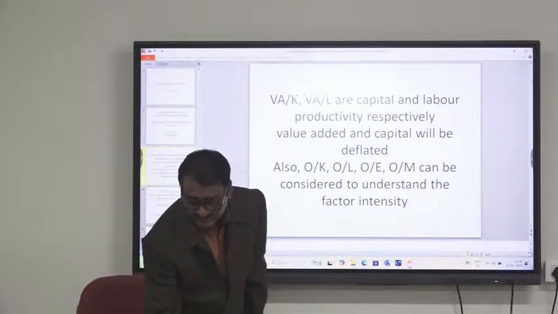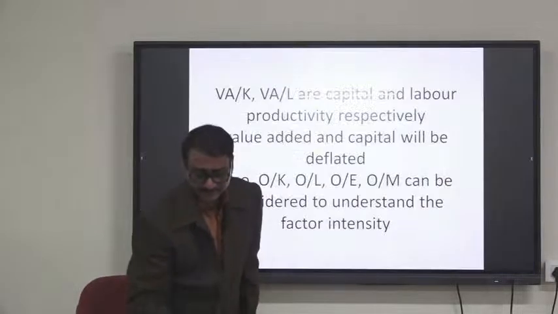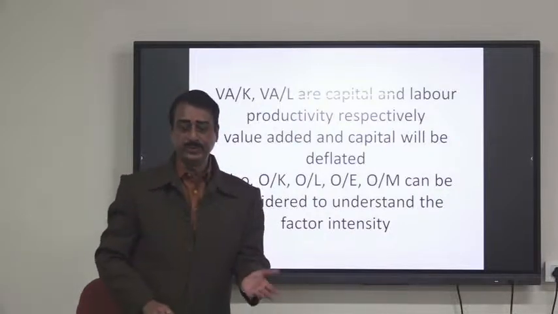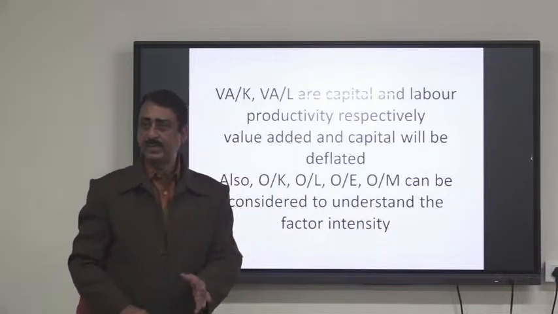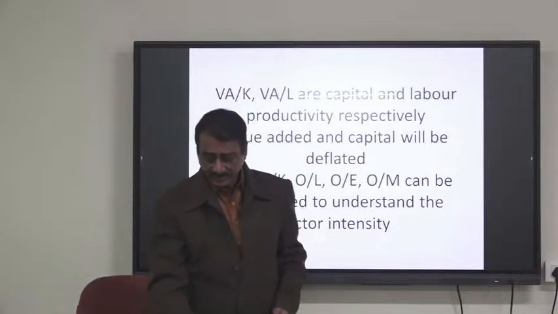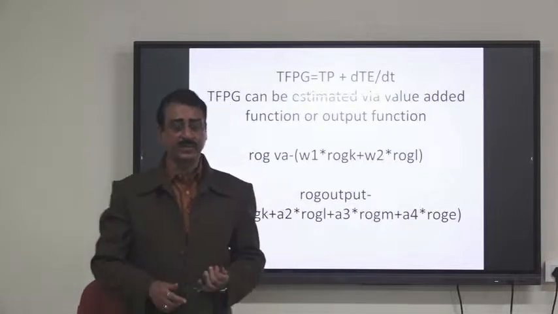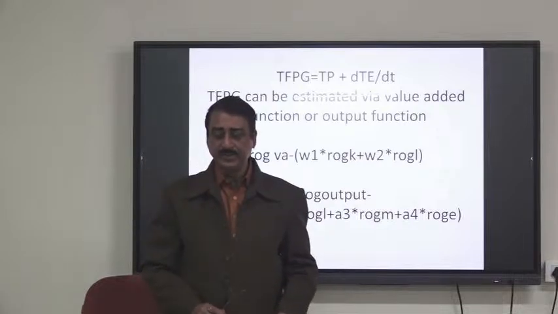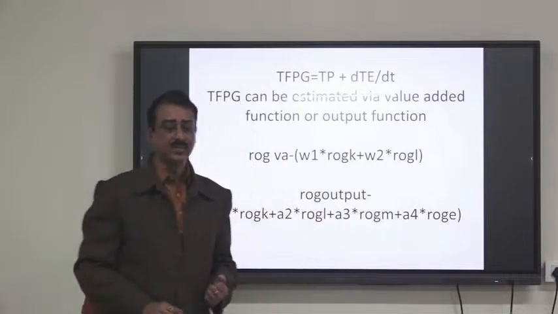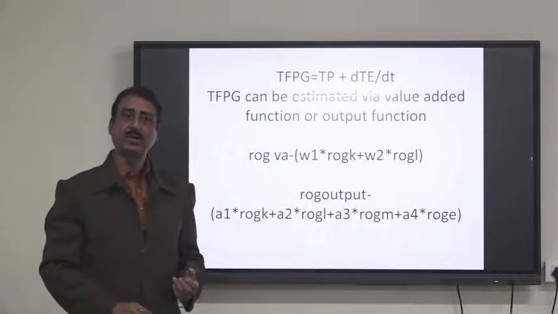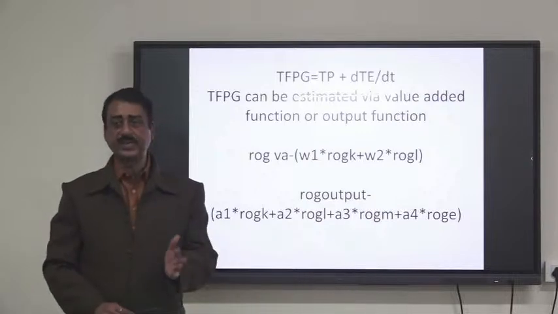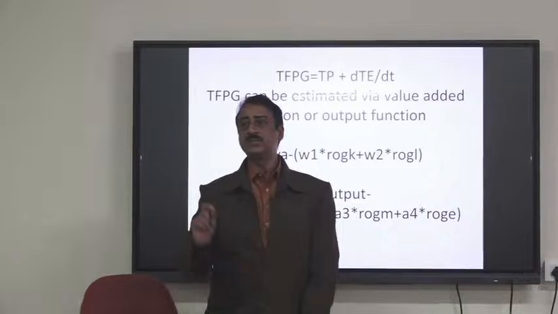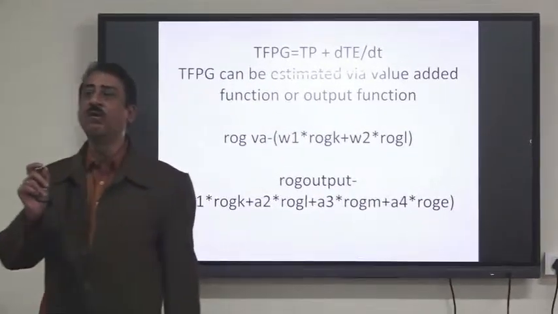Okay. Or you can also take output divided by capital, output divided by labor. These would essentially give you some reflection of the factor productivity. And then I mentioned to you that TFPG is conceptualized as technological progress or technological regress plus the change in technical efficiency. dTE/dt means the change in technical efficiency over time.